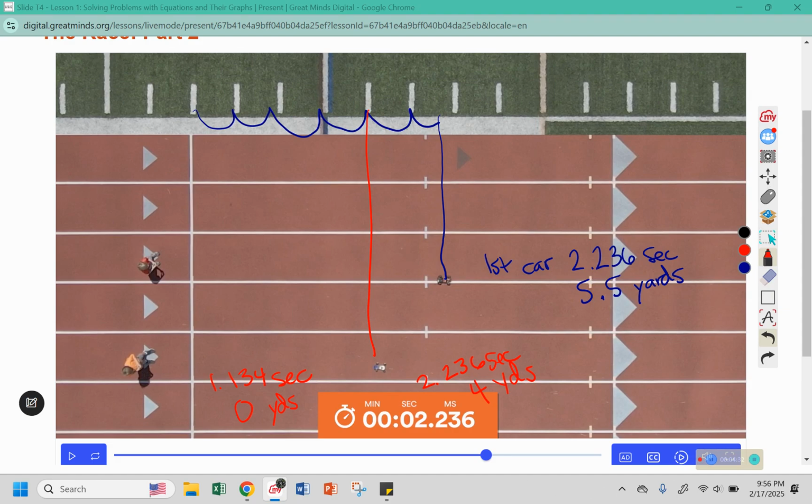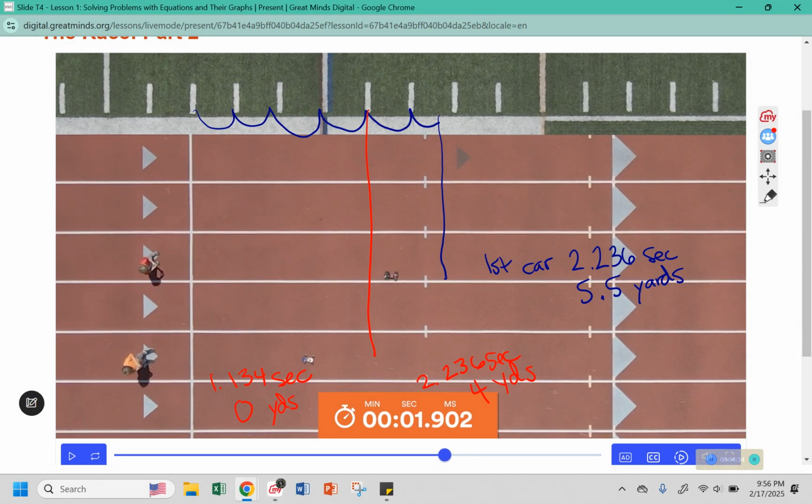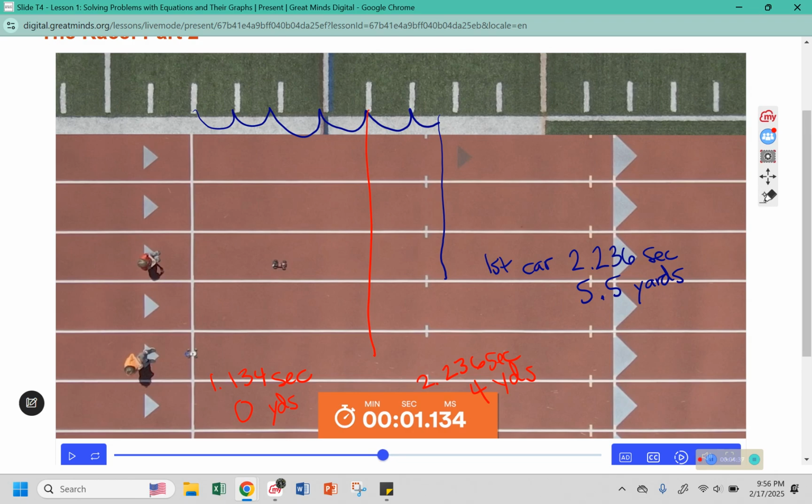So we know that this first car has a head start of about 2 yards. And then this second one doesn't get a head start and continues to 4 yards at that same time. So we can use this information to help us put together some table or some equation to help solve who will win the race.